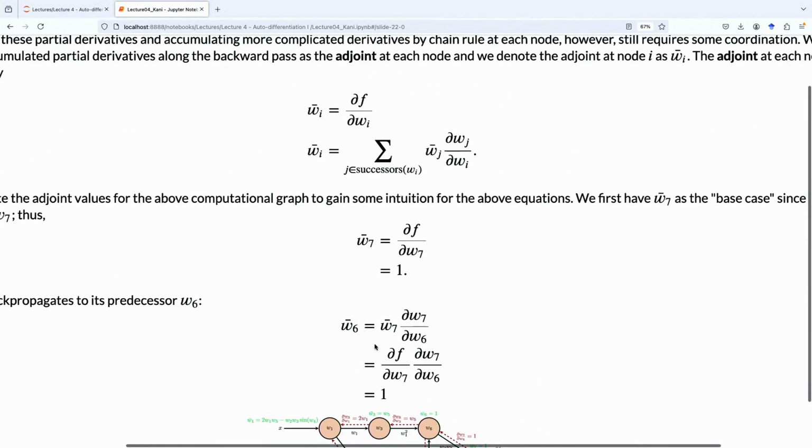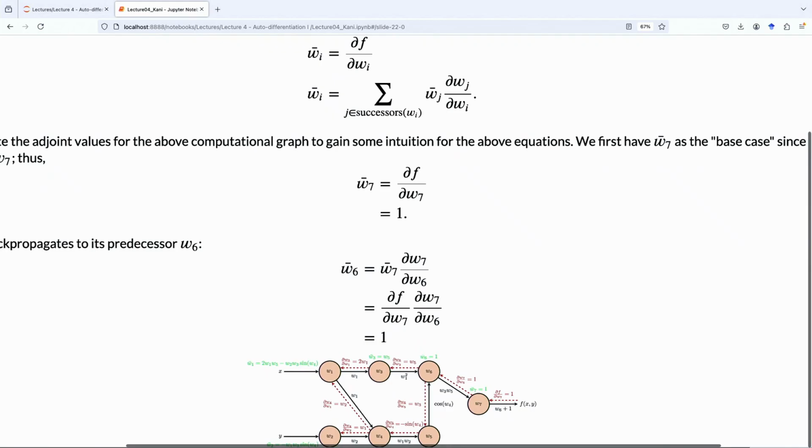So we could use this idea. We could use the chain rule again, right? To get the derivative of a particular value with respect to any other, we could use the chain rule to accumulate the gradients. So for instance, over here we want the derivative of WF with respect to W7.